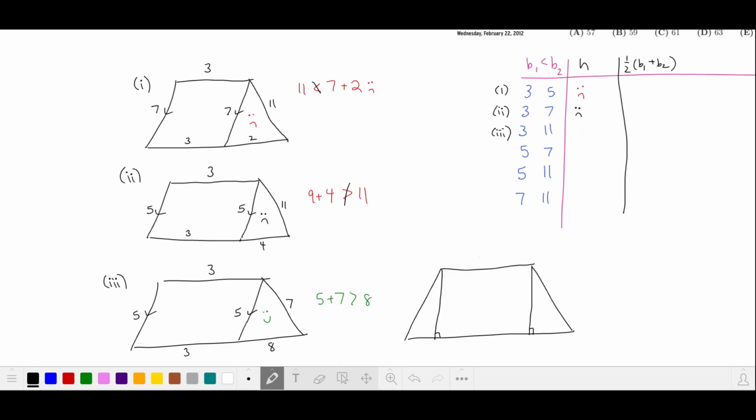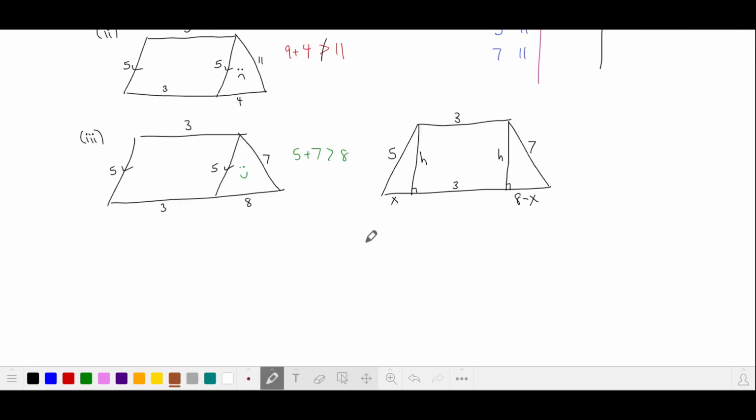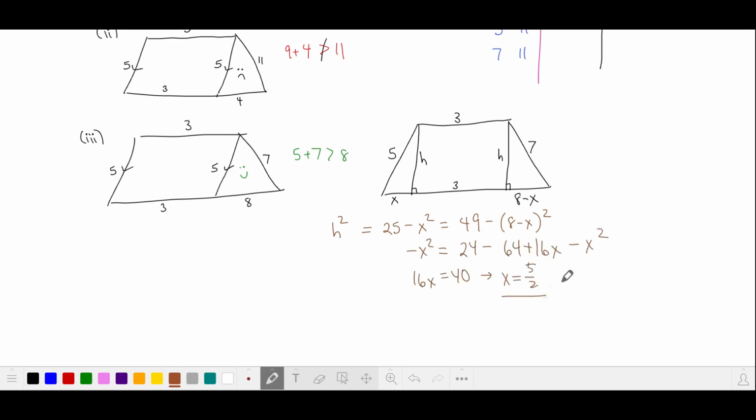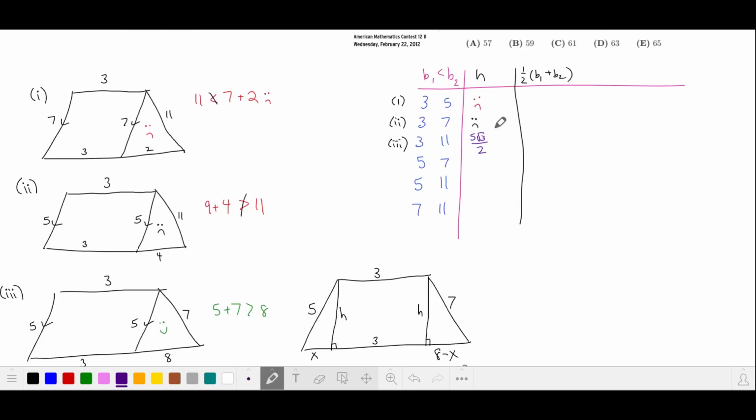We do this in the usual way, finding the heights, assigning some variables, and then using the Pythagorean theorem on our 2 right triangles and setting them both equal to the square of the height. We solve for x and then plug this in to solve for h. The height of this trapezoid is 5 root 3 over 2. The average of the bases is 7. The area of this trapezoid is 35 root 3 over 2.